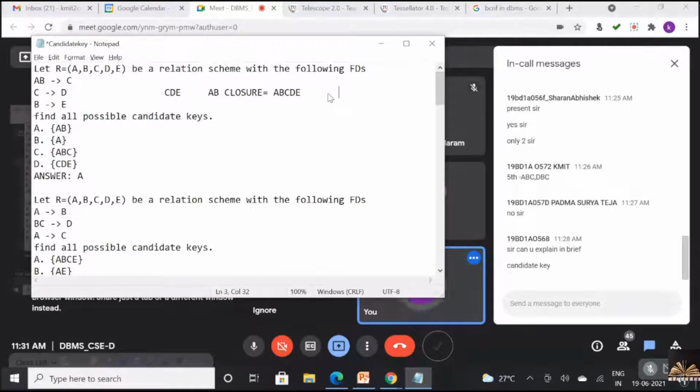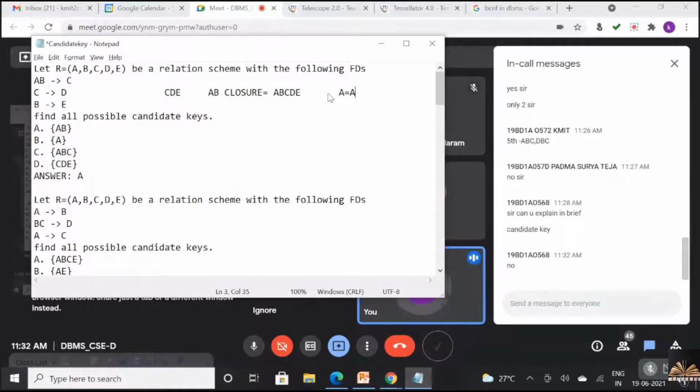Now I'll go with one more option. I'll go with A. I want to find the closure of A. What is the closure of A? A. Is there anything I can get using A? Looking at the three FDs, I cannot get anything apart from that. So I can't say A is a candidate key. Now I'll go with B closure.